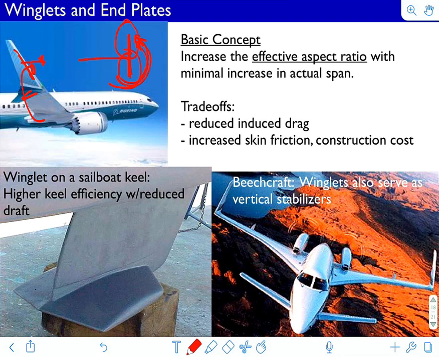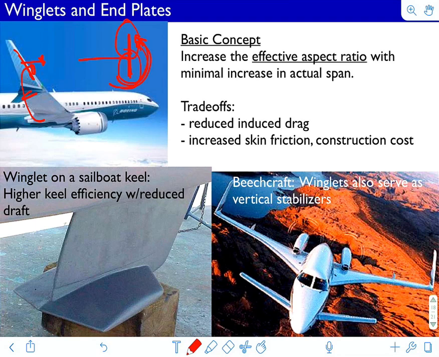And we can think of that in the sense that we've reduced the induced drag because we have some parts of the wing pulling, and overall we should think of this as reducing the induced drag. A key trade-off, of course, is that we've added extra surface area, so we have to ensure that the additional frictional drag isn't killing this whole concept.